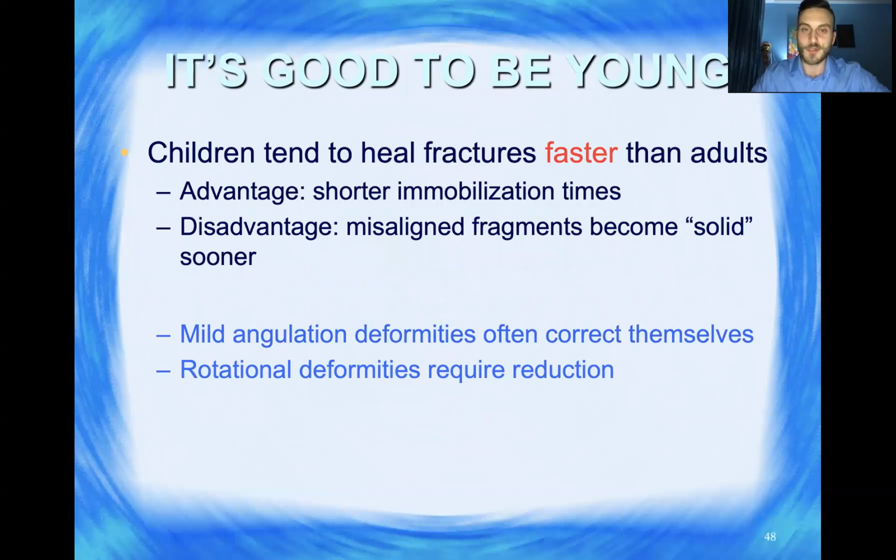I like this slide because it says it's really good to be young. Why? Because fractures in childhood tend to heal much, much faster than in adults. So the advantage is shorter immobilization time. Sometimes you immobilize only for 2 or 3 weeks, and that's it. The disadvantage: a misaligned fracture becomes solid sooner.